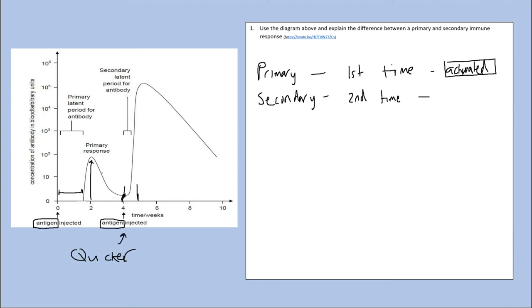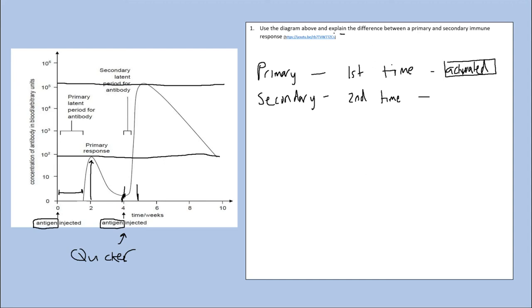But also look at the amount of antibodies produced. You can see it's massively improved this second time around. So you can see that those plasma cells are really able to differentiate fast, and they're able to create more antibodies, which again helps the non-specific immune system.